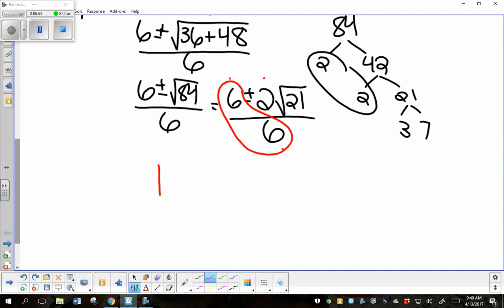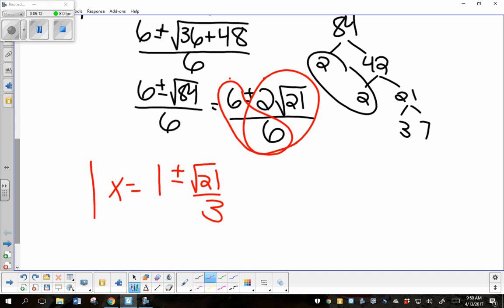And then we've got the plus or minus. Now when we do this part, we're just going to have to leave the root 21 there. But what is 2/6 simplify to? A third, right? So we can just put root 21 over 3. If you put a 1 in front of that, I wouldn't count it wrong. But that's how we want to leave our answer. X equals 1 plus or minus root 21 over 3.